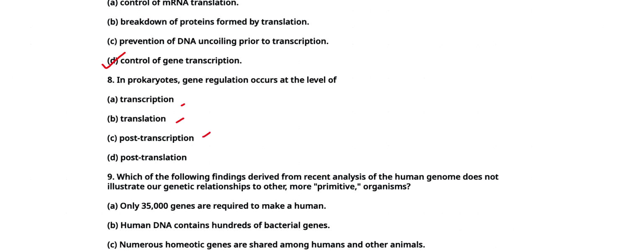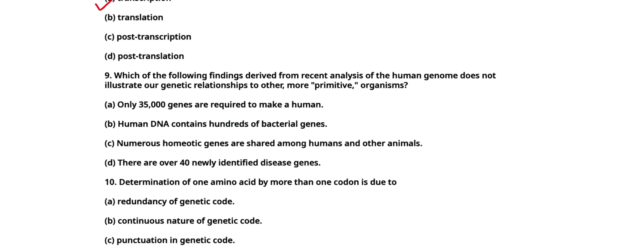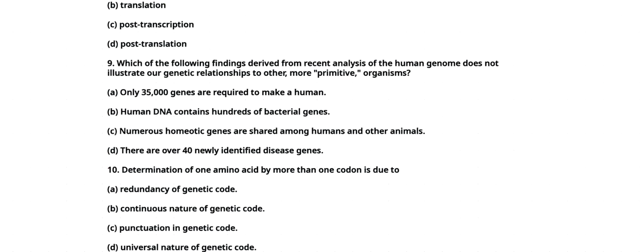Okay. Eighth question is in prokaryotes, gene regulation occurs at the level of transcription, translation, post-transcription, post-translation. Answer will be A, transcription. Okay. Ninth question is which of the following findings derived from recent analysis of the human genome does not illustrate our genetic relationship to other more primitive organisms? Our answer will be D, that is there are over 40 newly identified disease genes.